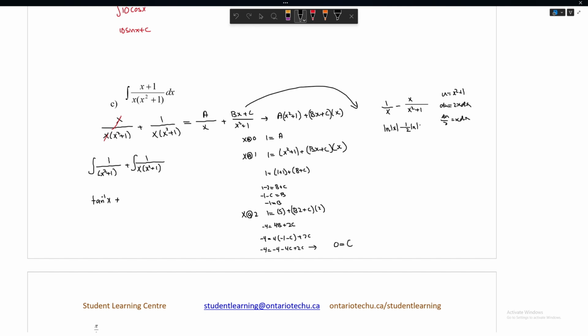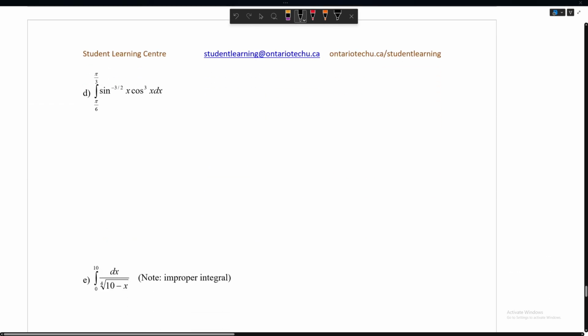ln absolute x squared plus 1. There you go. Now take this, plug it here, and so what I got is ln x minus 1 over 2 ln x squared plus 1 plus c. All right, so I just confirmed the answer, and this is right. Moving on to the next one. What do we have here?